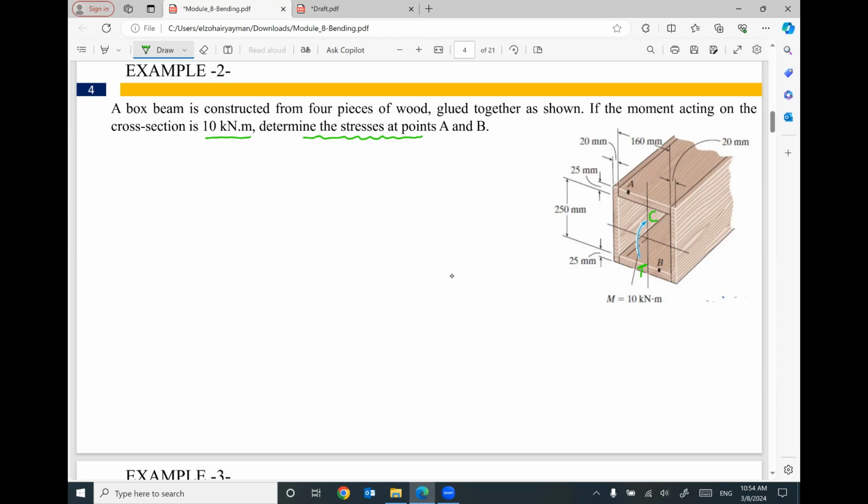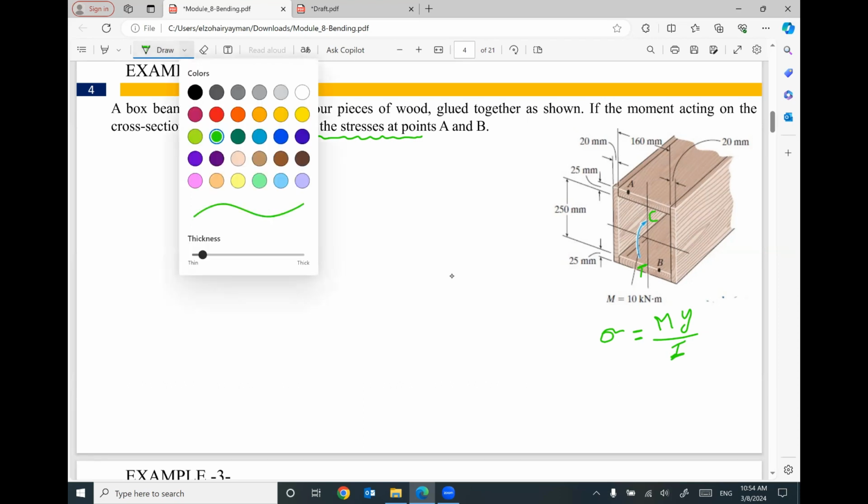Since we are not looking for the maximum bending stress, but the bending stress at certain points, I'm gonna use this expression, sigma equals the applied moment times distance y divided by I. Also, we have to start with the section properties.